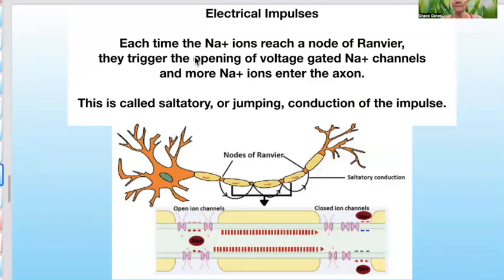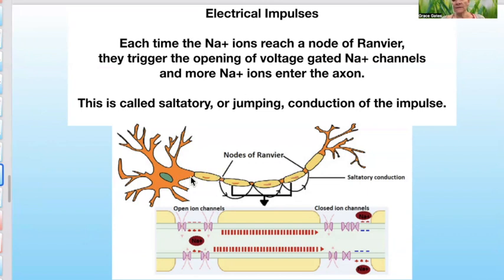But each time that sodium ions reach a node of Ranvier, they trigger the opening of voltage-gated sodium channels, and more sodium ions enter the axon, therefore refreshing the process. This is called saltatory or jumping conduction of an electrical impulse.